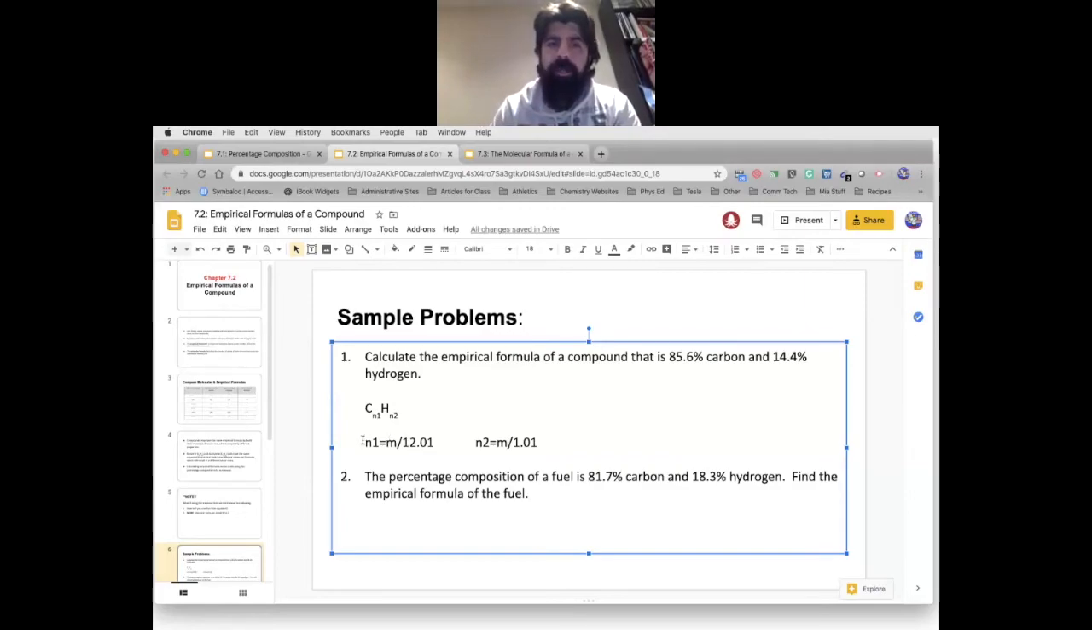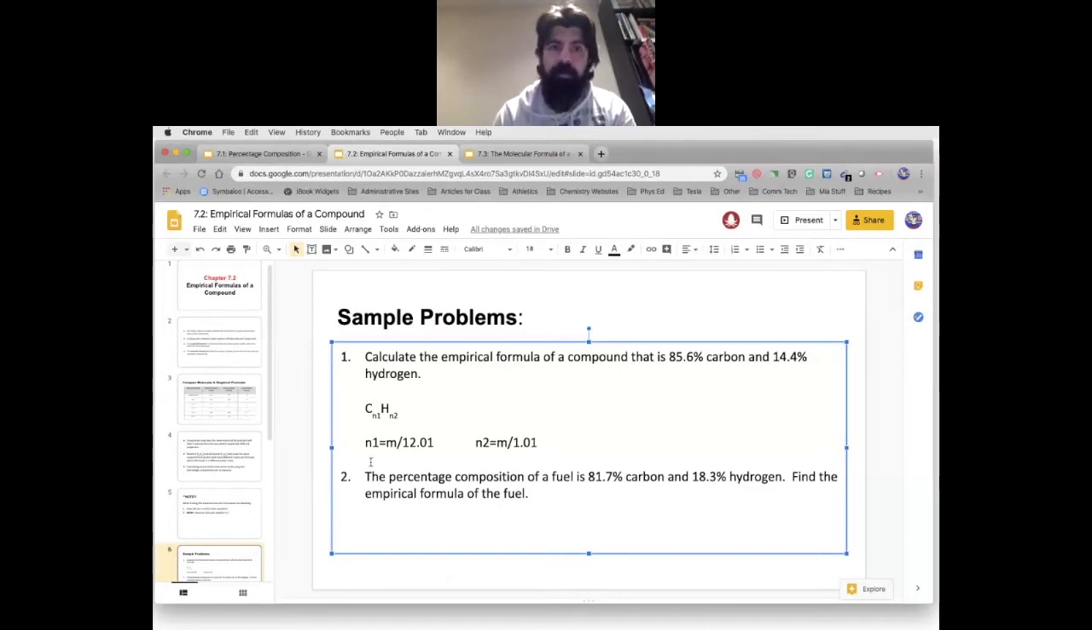So we're trying to find the N1 and the N2. Those ones and twos, it's not a special formula. Really, I'm just trying to find the number of moles. I put an N1 because it's implying the moles of just carbon. So the moles of carbon is equal to M over 12.01. The moles of hydrogen is M divided by the molar mass of hydrogen.